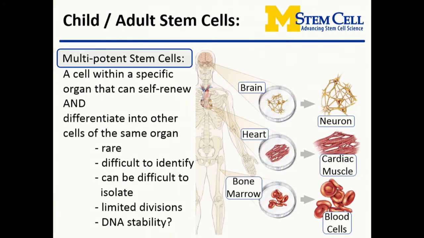Some things to think about with regards to these types of stem cells is that they are usually very rare. They are difficult to identify. They can be very difficult to isolate. They may have limited divisions, and they may have DNA stability issues. Again, with that said, there's been some great progress in using adult, child, stem cells. An example of that is bone marrow transplantations.